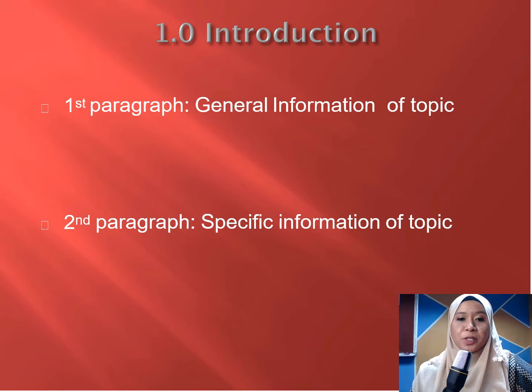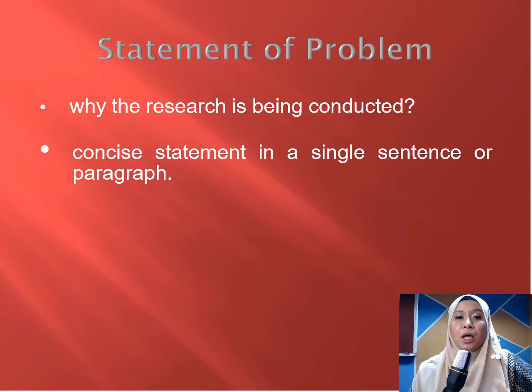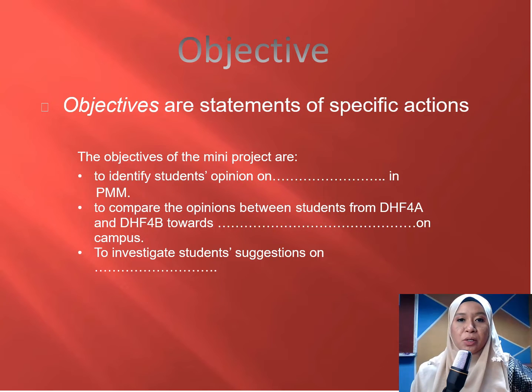So in detail, first paragraph, you can write the general information of the topic. Second paragraph, specific information about the topic. Third paragraph, statement of problem. So why the research is being conducted, as mentioned earlier, and have it in a concise statement. You can have a single sentence, or you can create a paragraph, including the citations from other researches that have been conducted.